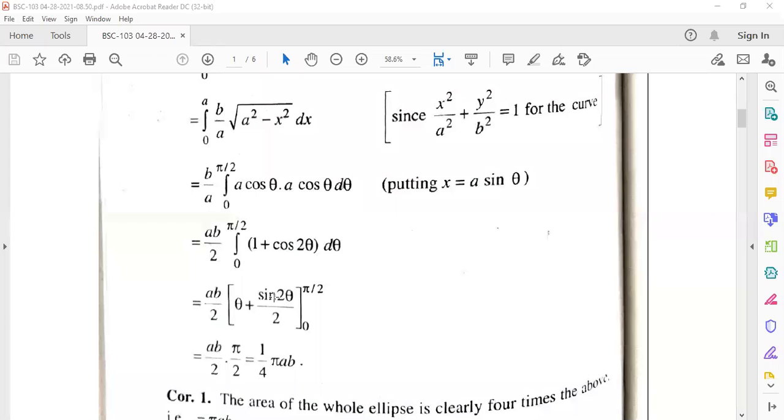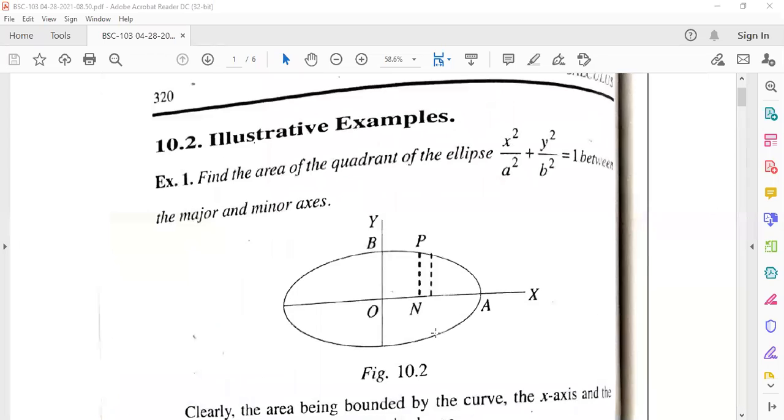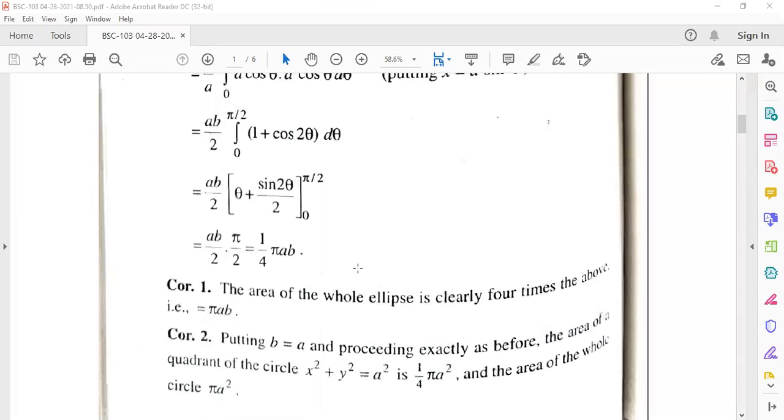Then ab by 2, if we put pi by 2, it is pi by 2 plus sin pi. Sin pi means 0. So this part is 0. When we put theta equal to 0, that also gives 0. So it is only ab by 2 into pi by 2, that is pi ab by 4. This is the area of the first quadrant, the area of the quadrant of the ellipse. So in this part, the area is pi ab by 4.